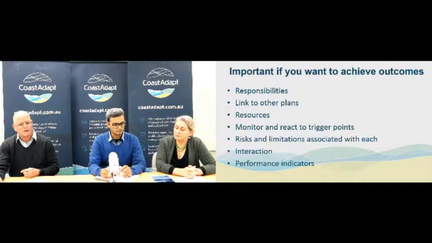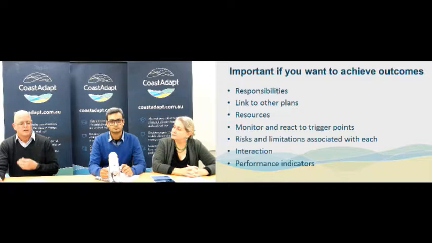Importantly, if you want to achieve outcomes from your plans, you need to think about who's responsible for various things. Your plan needs to link to other plans. You need to think about what resources are required. You need to monitor and you need to be able to reflect and react to trigger points. All your actions will have risks and limitations associated with them, and it's worth identifying them and keeping them in your plan, identifying them clearly in your adaptation plan.